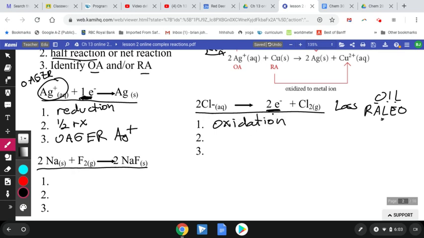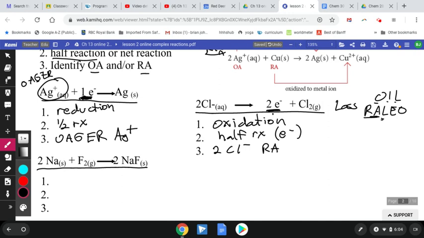Okay, second question: half reaction or net? It is a half reaction because we have electrons. We can see the electrons and it's only one species, so it's a half. And who is our oxidizing or reducing agent? We're looking for the reducing agent, the one that lost electrons. The two chlorides are the reducing agent.